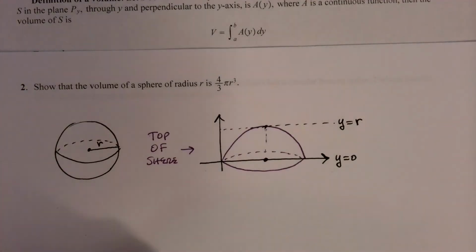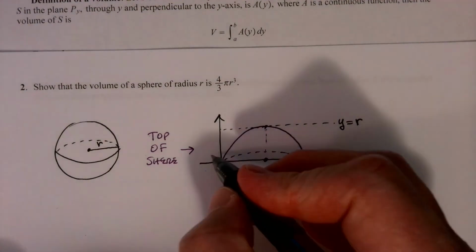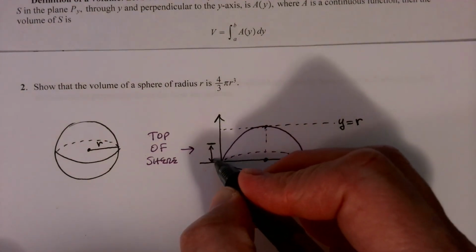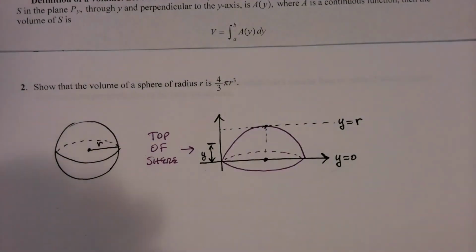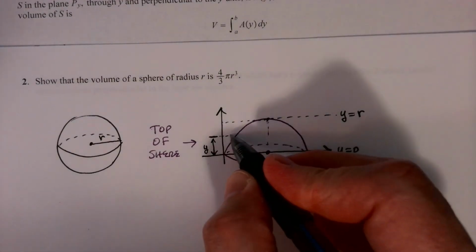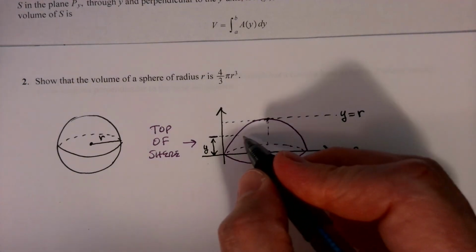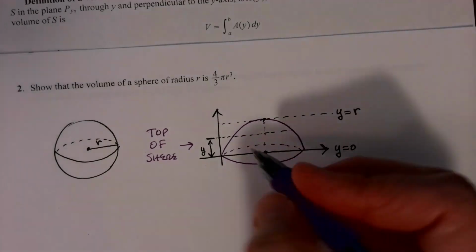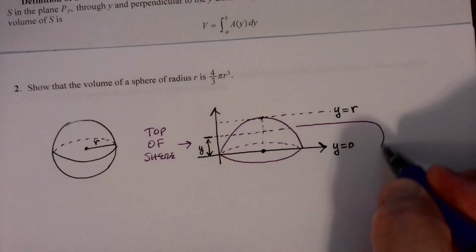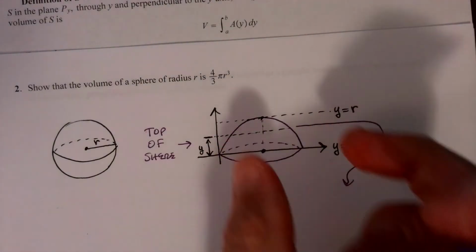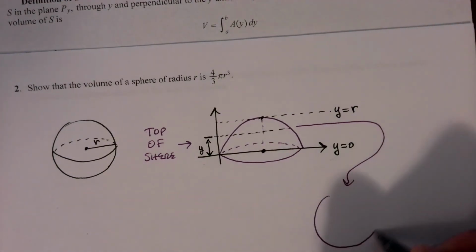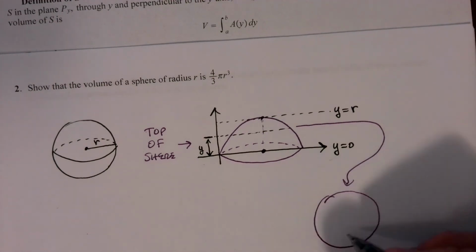So what we're going to do then is come up to some arbitrary height here, and we'll call that height y, and I come across and slice right across there, and cut that slice out. Now when I take that slice out, what's it going to look like? I slice that, pull it out, and flip it over. It's going to be a circle.